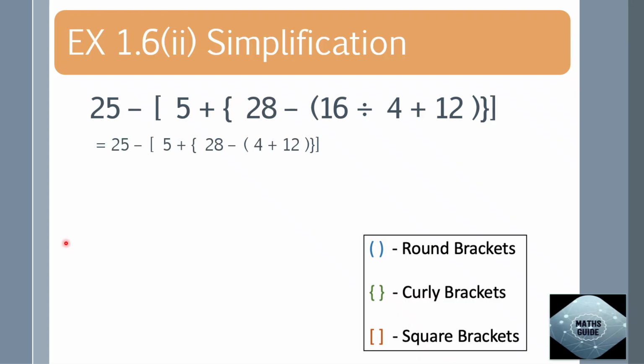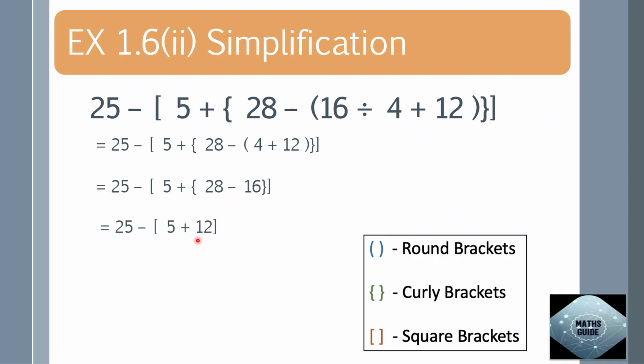So our next step will be 16 divided by 4 is 4, plus 12, keeping the other numbers unchanged. Now we solve within the round bracket first to remove this bracket, and our answer is 16. We have removed this round bracket as we have a single answer. But 28 minus 16 are now in the curly bracket. Let's solve them. 28 minus 16 is 12.